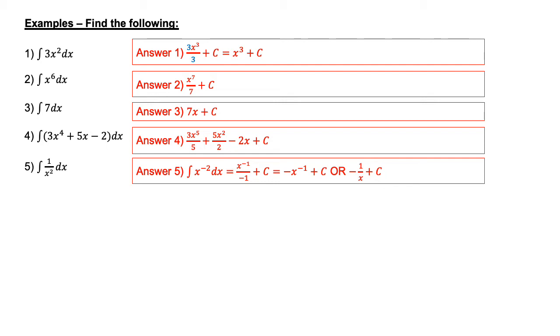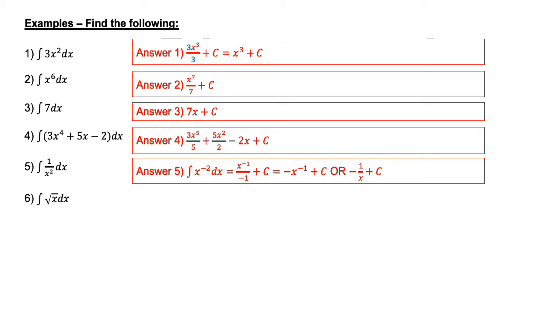And then dividing by minus 1 is the same as timesing by minus 1. So there are the different ways. So you've got minus x to the minus 1 plus c. Or if I write it not with a negative power, it would be minus 1 over x plus c. Right, so there's that one.